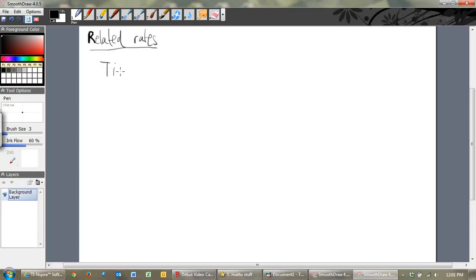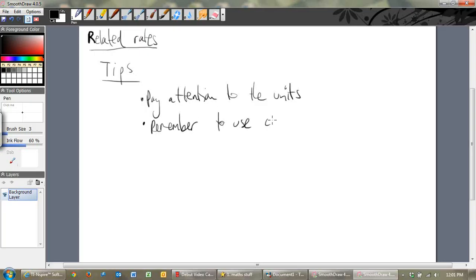But my tips for doing related rates questions are, firstly, pay attention to the units. Have a look carefully at the units, and they will help you with the question. So look at the units that are being used. It'll really help. Generally, you'll always be using the chain rule. The chain rule will connect those rates together, and so that will help you as well.